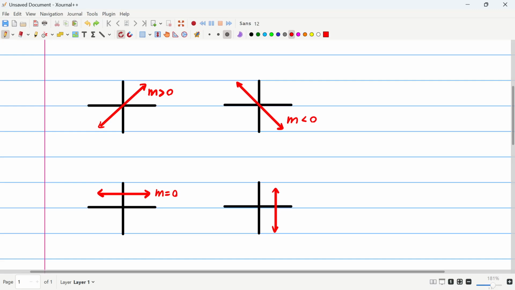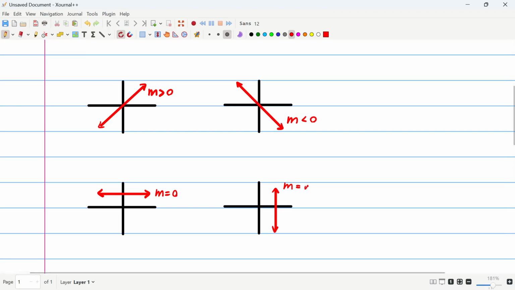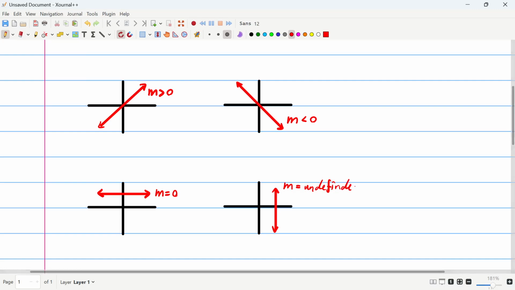If it's a perfect straight line that is vertical, then the gradient has to be undefined, because we can't really get to some slope that is exactly vertical, meaning that the gradient is undefined. I can't even spell. Undefined.